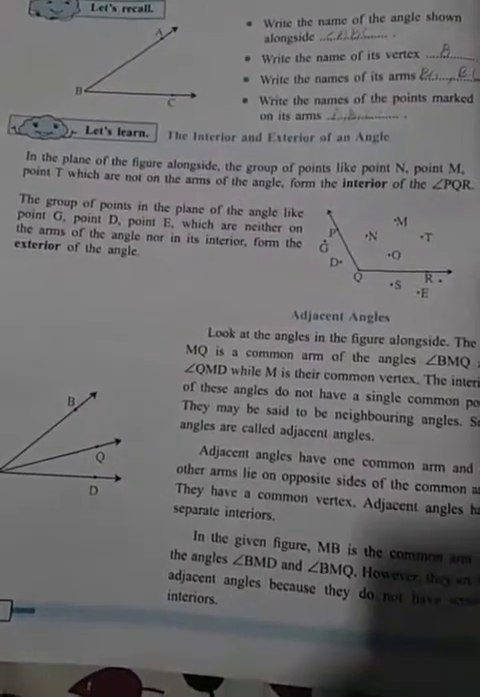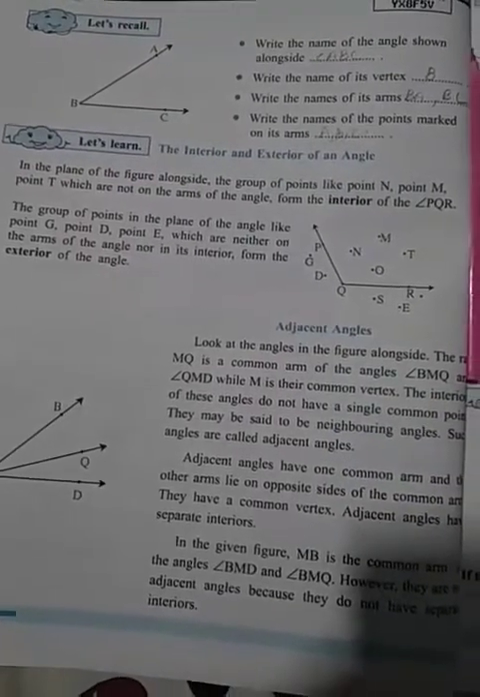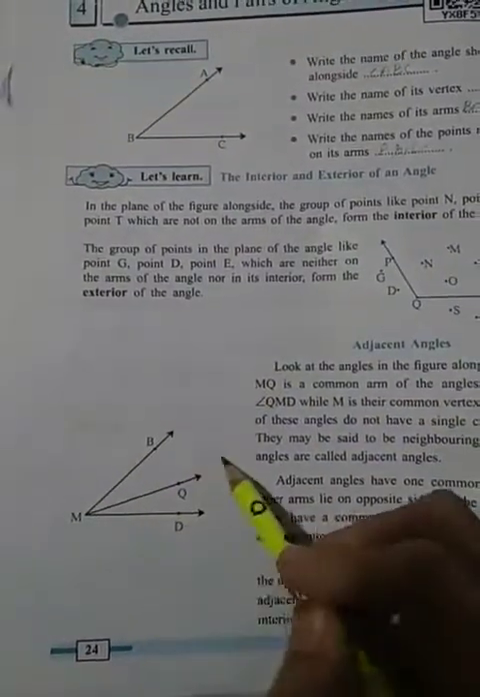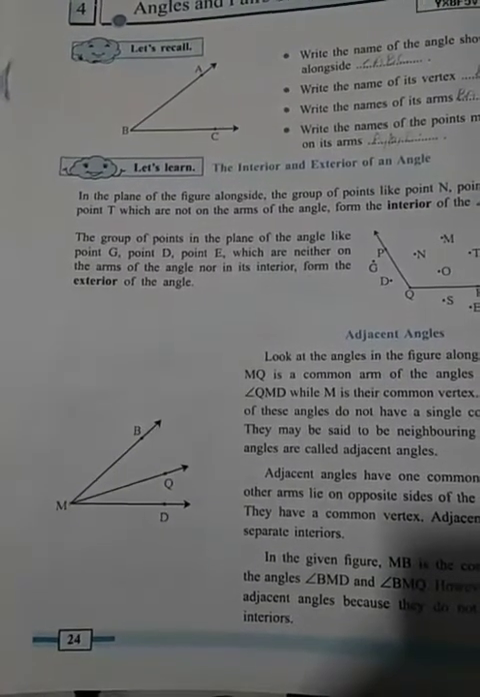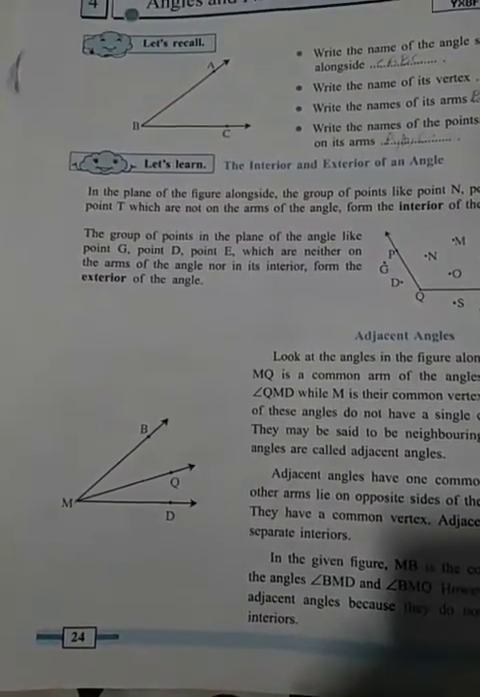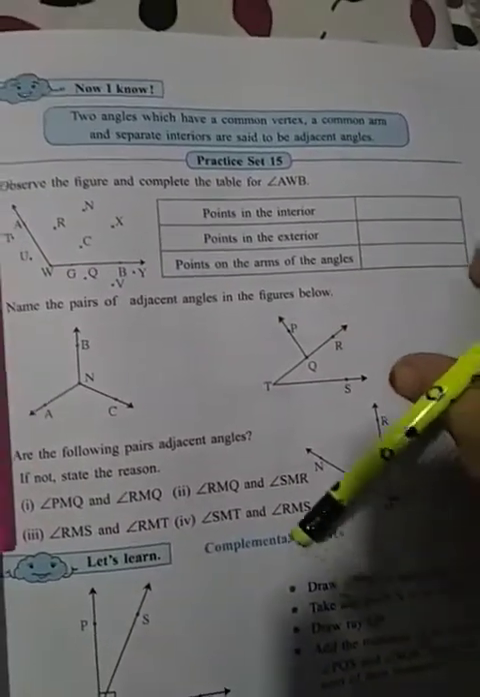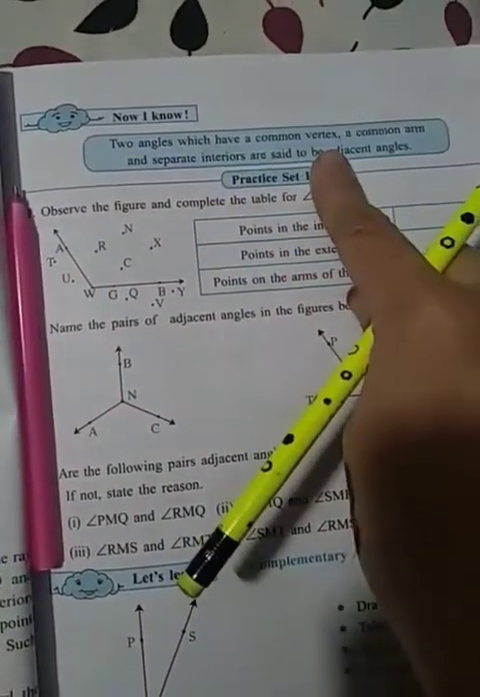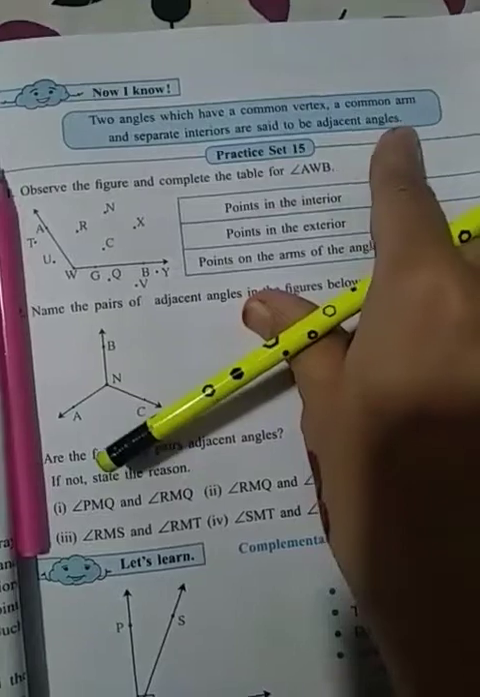Now what is an adjacent angle? Adjacent angles are two angles which have a common vertex. See here, two angles which have a common vertex. Here M is the common vertex of angle BMQ and angle QMD. A common arm and separate interior are said to be adjacent angles. See, here it has been written in your textbook, on page number 25: two angles which have a common vertex, a common arm and separate interior are said to be adjacent angles.